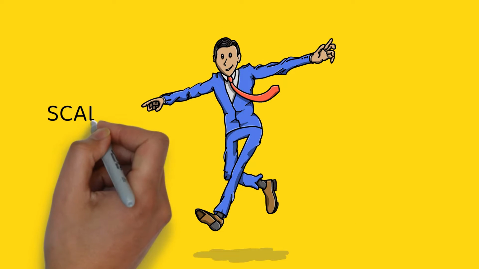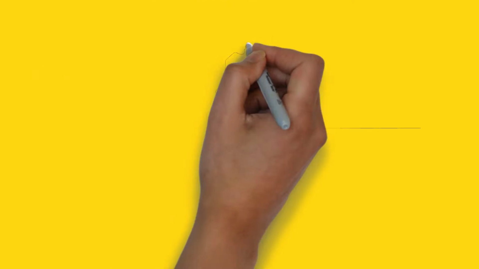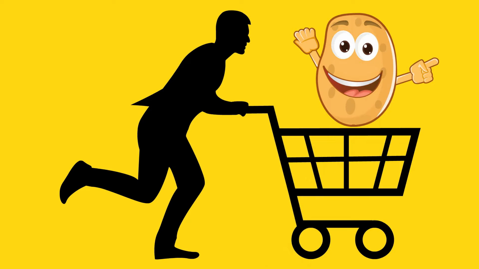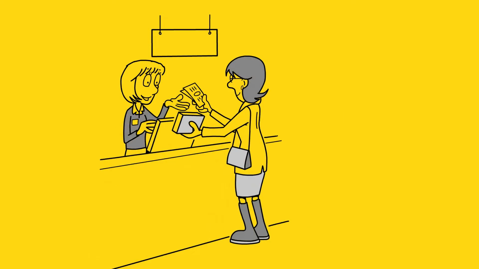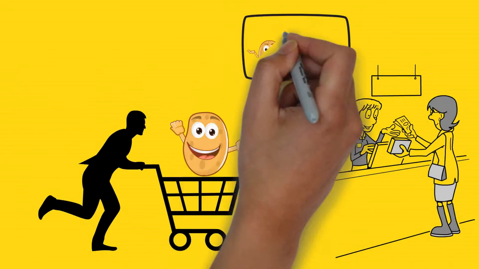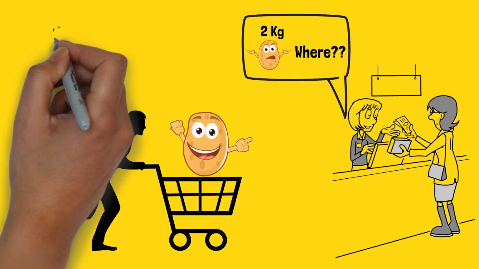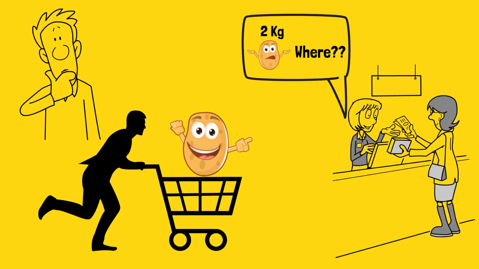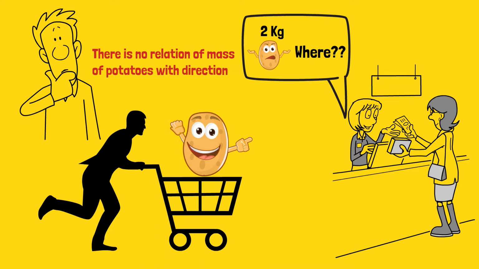In this video, we'll talk about scalar and vector quantities. Have you ever gone to a vegetable shop to buy some potatoes and you ask for 2 kilograms of potatoes, and the shopkeeper asks you a further question: where should I give you 2 kilograms of potatoes? No? Yes, we know. He did not ask you this invalid question because there is no relation between the mass of potatoes and direction.